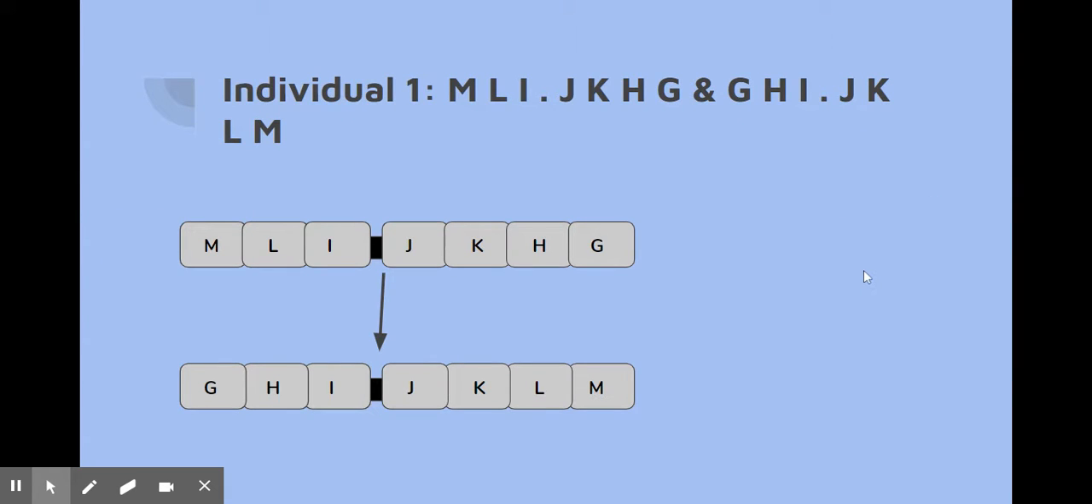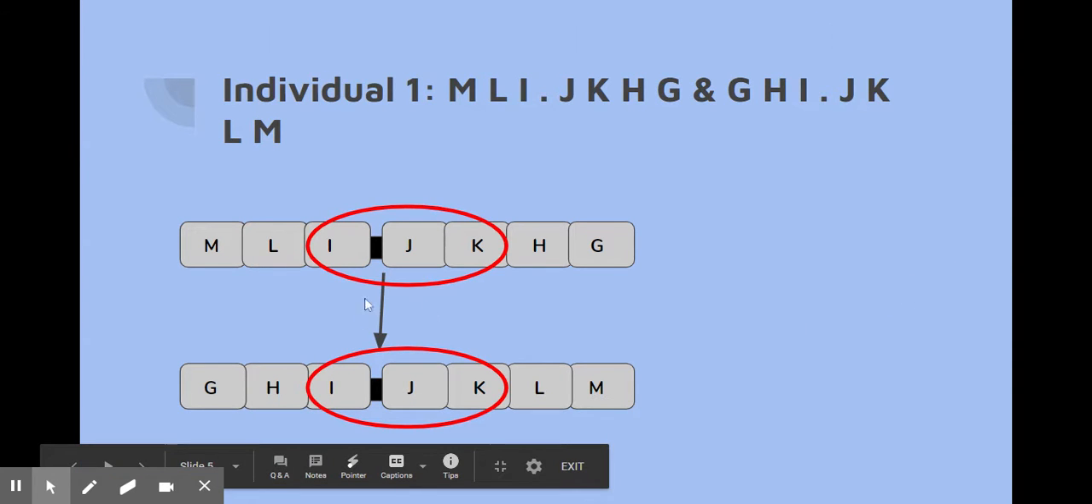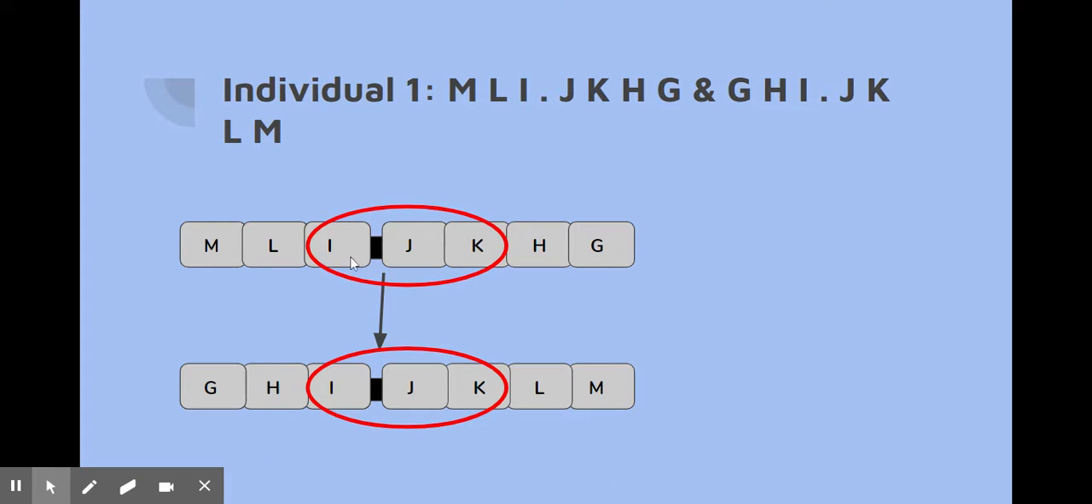So let's look at individual one. They have two chromosomes with regions MLI, JKHG, and GHI, JKLM. So, what occurred in this arrow right here to allow for this swap? Well, we see the regions I, the centromere, the J, and the K remain the same between the two chromosomes, so we know the inversion must have occurred there.